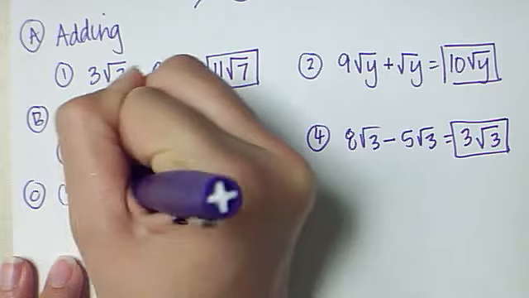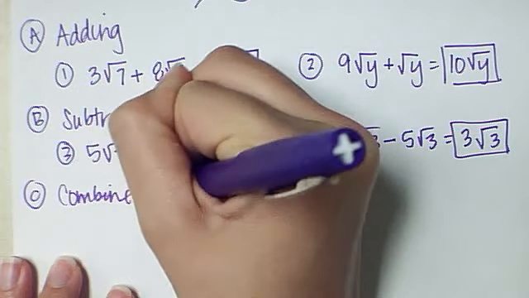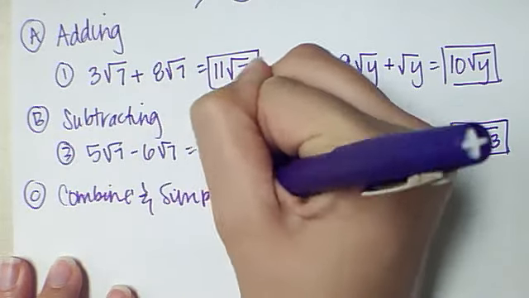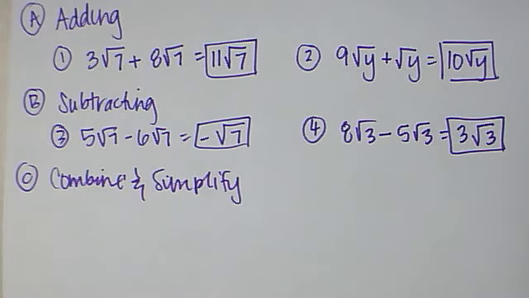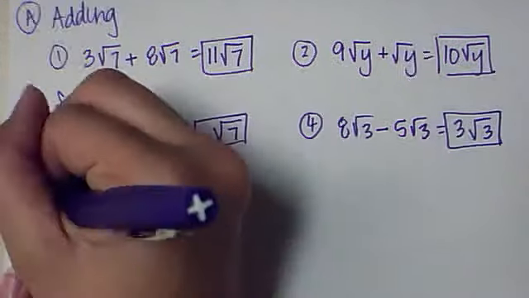Part C for today, and this is a little bit more difficult kind, and that is to combine and simplify. So that's when these are just a little bit more complicated. You always have to simplify first to be able to do this. If there isn't any simplifying that you can do, then you just go ahead and combine. We'll look at that here in a second.